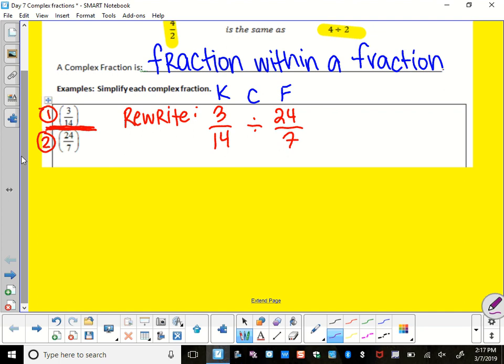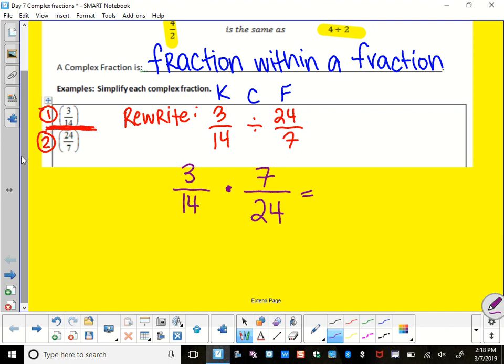My first fraction, I am going to keep the same, 3 over 14. My sign needs to change. What's the opposite of division? Multiplication. Multiplication, good. And then I have 24 over 7 that I need to flip. So now what's on top? That's my numerator, 7, and my denominator is 24. Let's multiply straight across because now I can solve this problem.